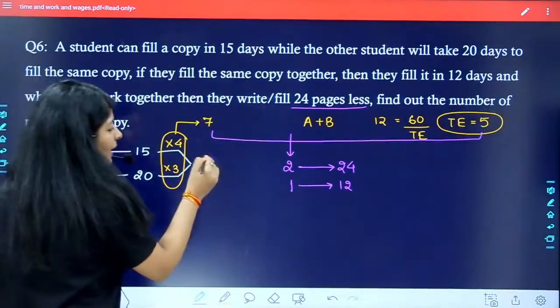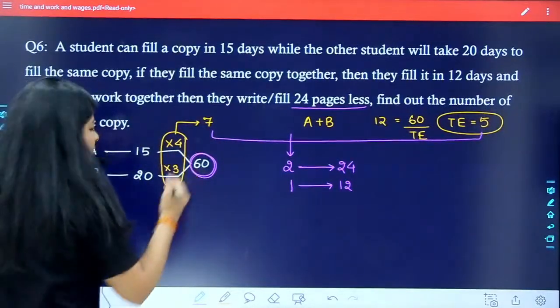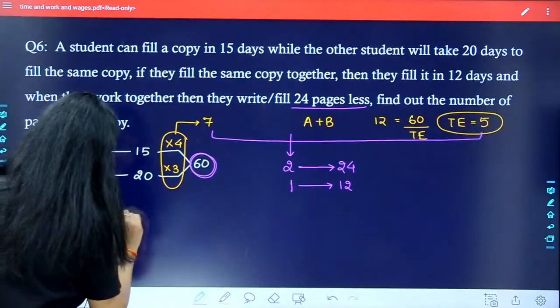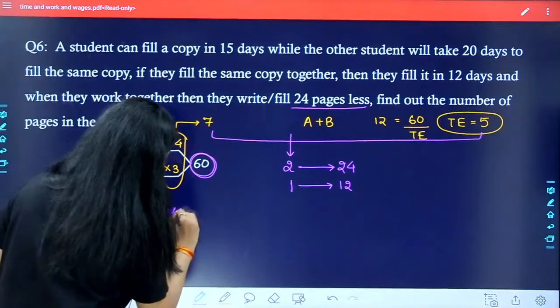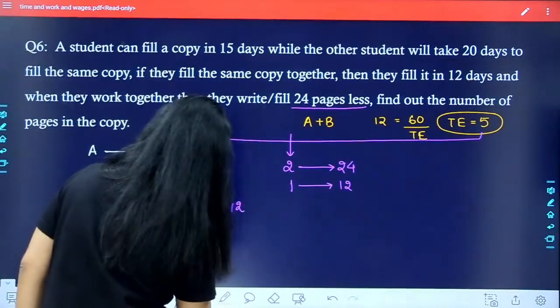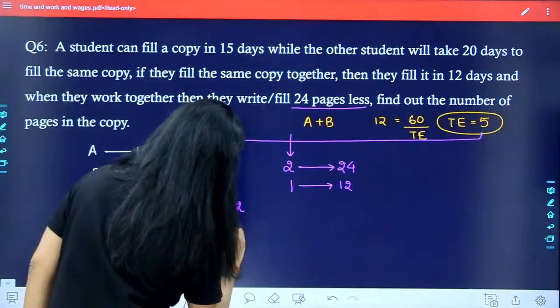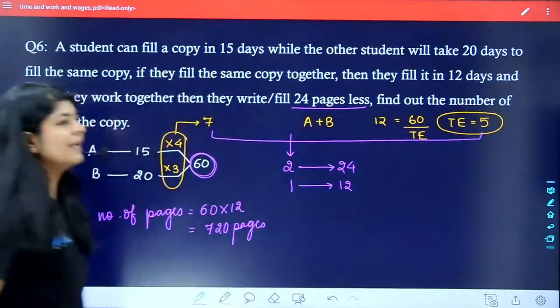So the work done is equal to 60. The number of pages over here is equal to 60 into 12, and that is equal to 720. So we have a total of 720 pages in the copy.